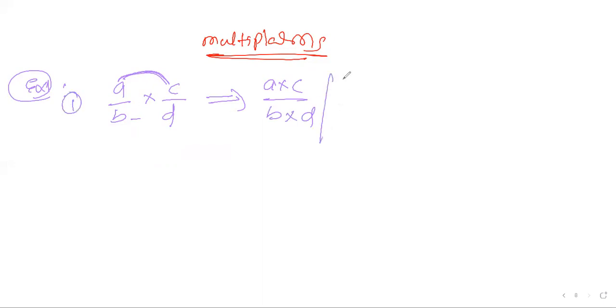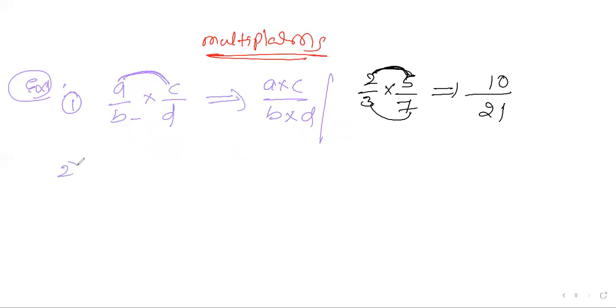So here I'll take an example. 2 by 3 into 5 by 7. First you multiply the numerators. 5 twos are 10. 3 sevens are 21. The answer is 10 by 21.